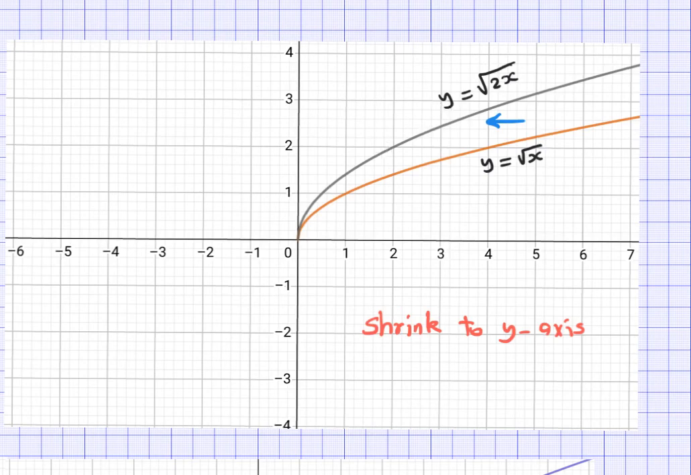And look at this one. (1, 1) becomes (half, 1). So the point is closer to the y-axis. So shrink to the y-axis. Because if you multiply x by 2, the new point will be x divided by 2. So the point will be (x over 2, y). So in this transformation, the point (x, y) becomes (x over 2, y). The point will be closer to the y-axis, shrink to the y-axis.